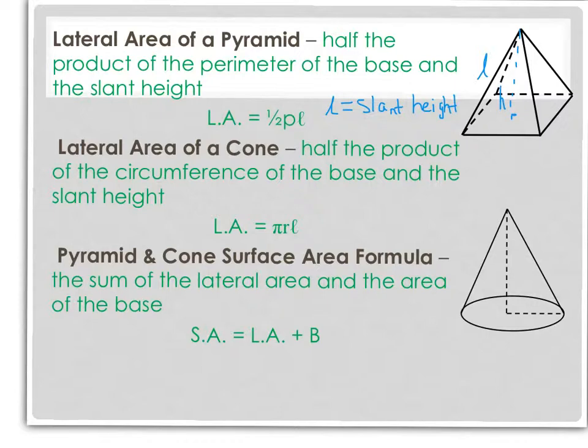Lateral area of a cone is half the product of the circumference of the base and the slant height. So again, lateral area equals pi times radius times L, L being the slant height. So in a cone, here's our radius, this is our height, and then the side here is our slant height, or L. Pyramid and cone surface area formula is the sum of the lateral area and the area of the base. So remember, capital B is the area of the base.